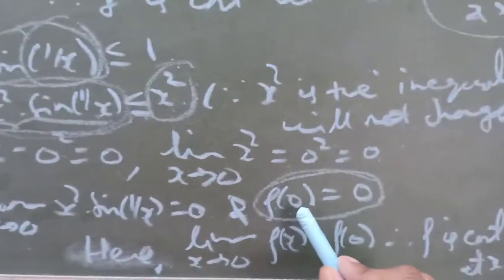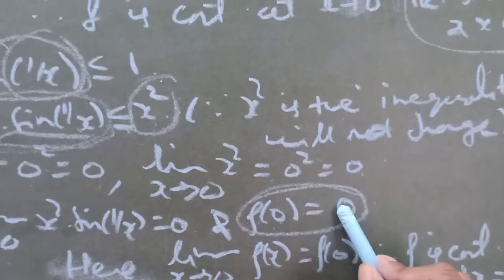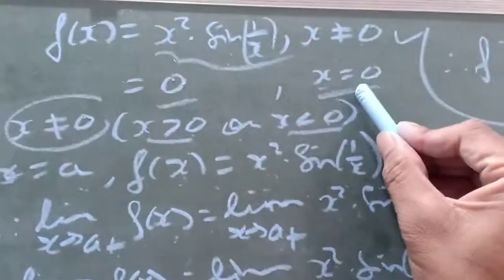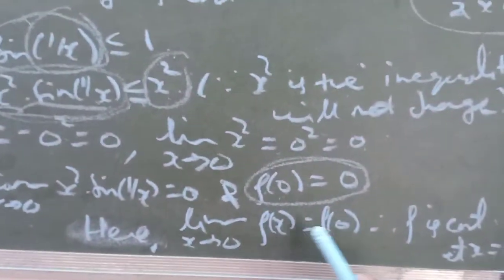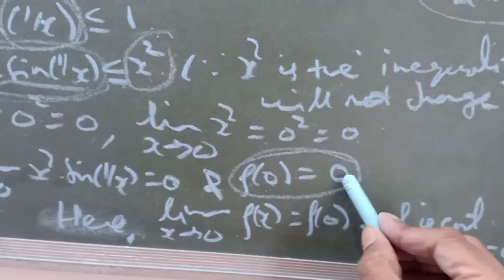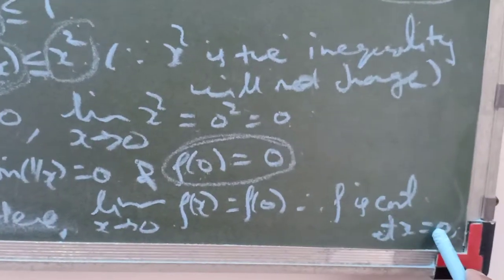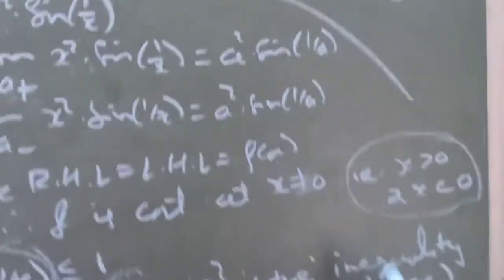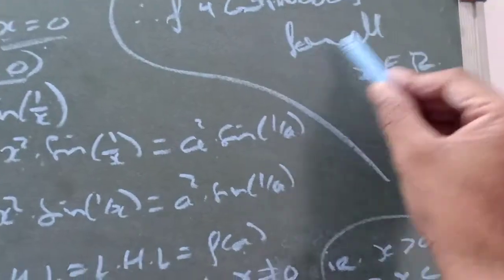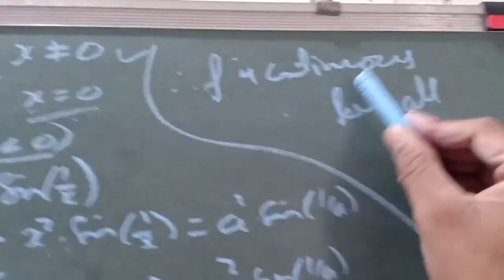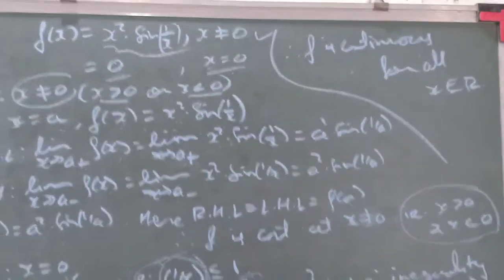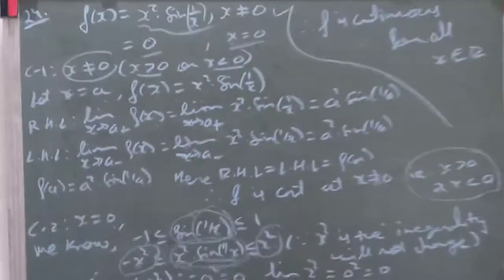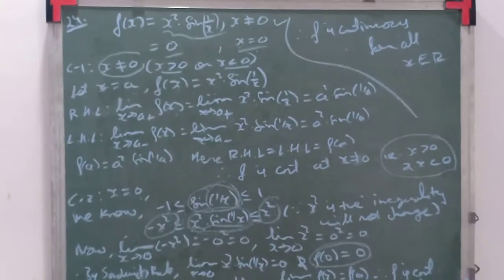And already I explained that f(0) is 0. When x is 0, the value of the function is 0. So here the limit of the function and the value of the function are both the same, 0. Therefore the function is continuous at x equals 0. So what is the final conclusion? The function is continuous for all x belonging to R. At 0 it is continuous, and for greater than 0 and less than 0 it is also continuous. So it is continuous everywhere in R.